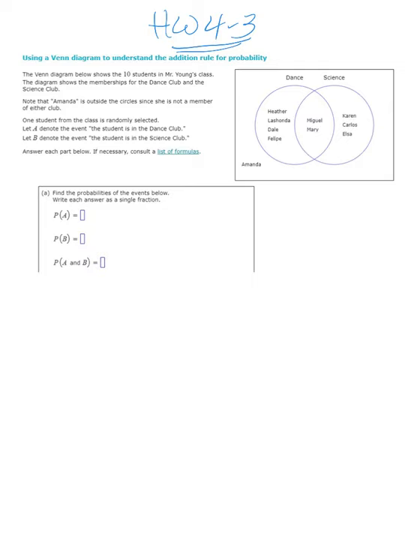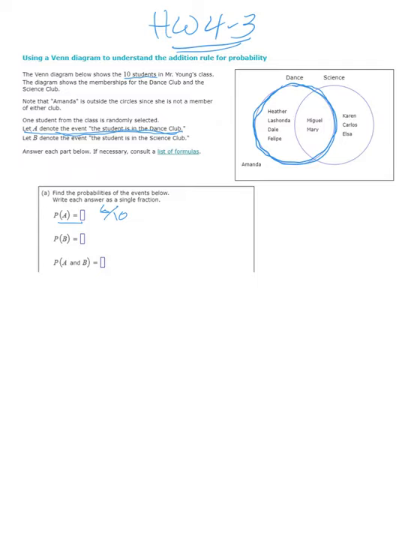So here we go. It says that event A is students in the dance club. We have 10 students, and we have to find, what's the probability that the student is in the dance club. If I look at just this circle right here, those are the members of the dance club, and it looks like there are 6 of them. So 6 out of the 10 people are in the dance club. They want me to write that as a fraction, so I can just leave it as 6/10.